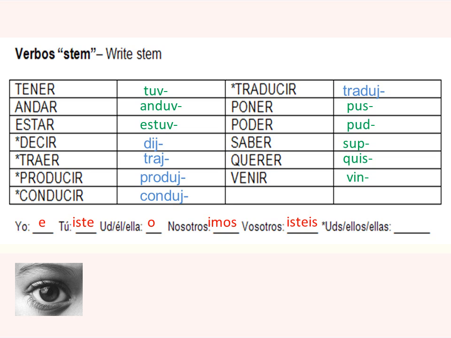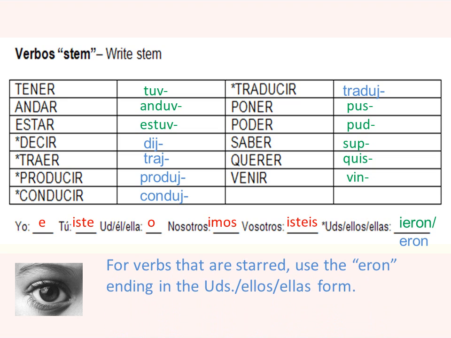Istes, so like trajistes, produjistes, condujistes, supistes. And last but not least, the section that's a little more confusing, is ieron or eron. And if you have noticed, we've color-coded these so that the green ones go with the green ending, the blue ones go with the blue ending. So remember this, if it has a J at the end, you do not need the I in the ending. So all the blue ones will be like dijeron, trajeron, produjeron, but the rest will be tuvieron, anduvieron, estuvieron. So for verbs starred, use the eron endings instead. And note again that everything in this chart has no accents.